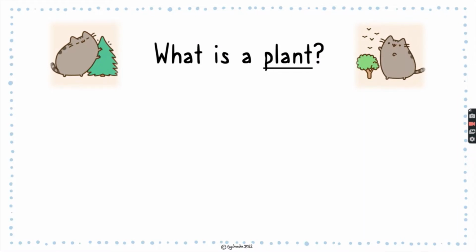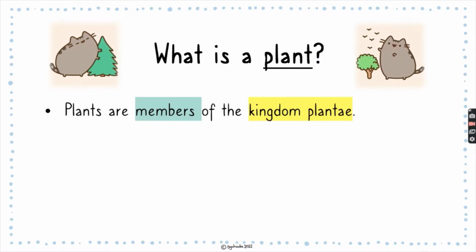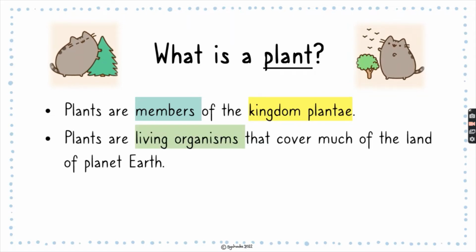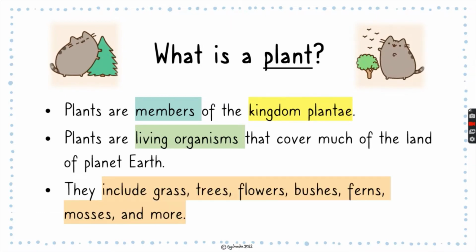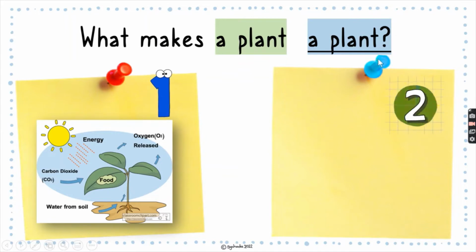Firstly, let's talk about plants. What are they? Plants are members of the kingdom Plantae. Plants are living organisms that cover much of the land of planet Earth, and they include grass, trees, flowers, bushes, ferns, mosses, and more. What makes a plant a plant?